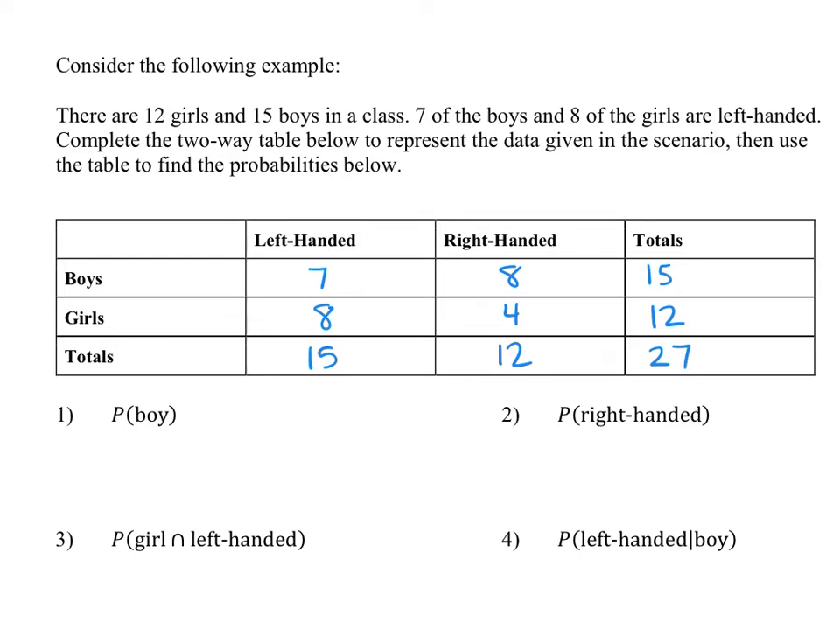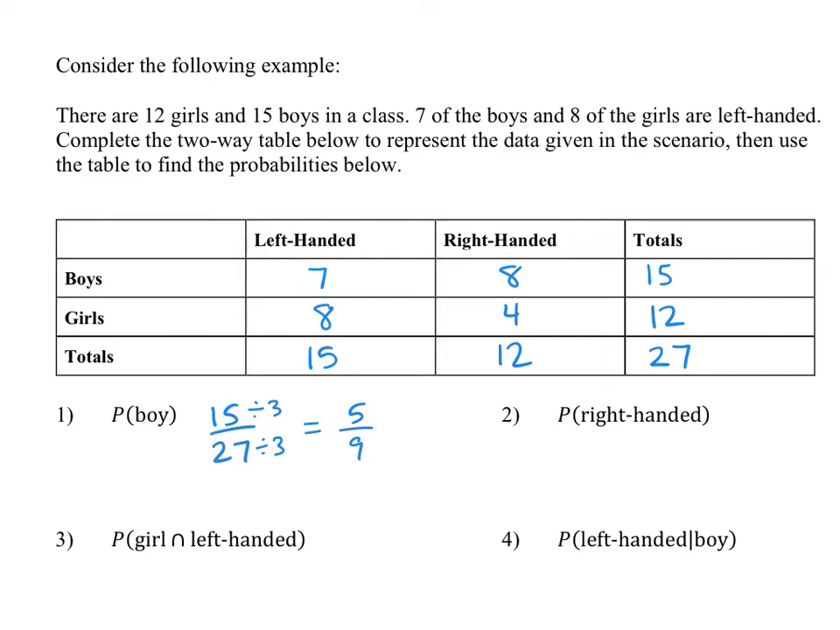Number 1, P of boy. What's the probability of being a boy? I would start with boys and go all the way to the end and see that there are 15 total boys, out of how many total students there are in all, and that's 27. So the probability is 15/27, and we can reduce that. 5/9 would be the simplified form.